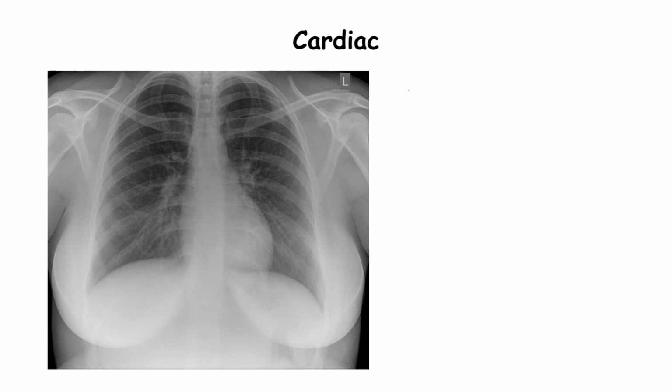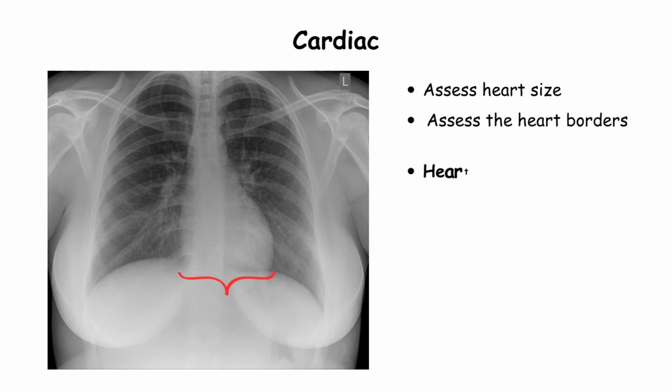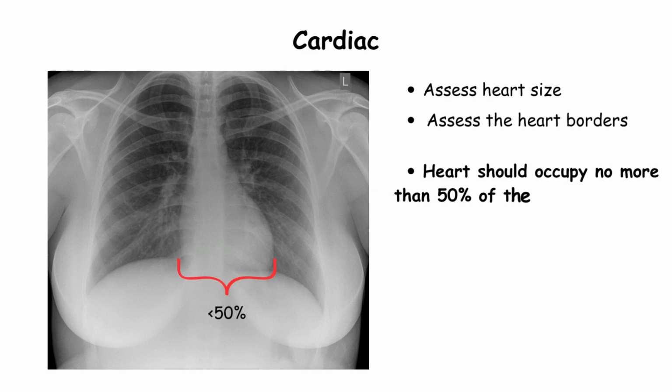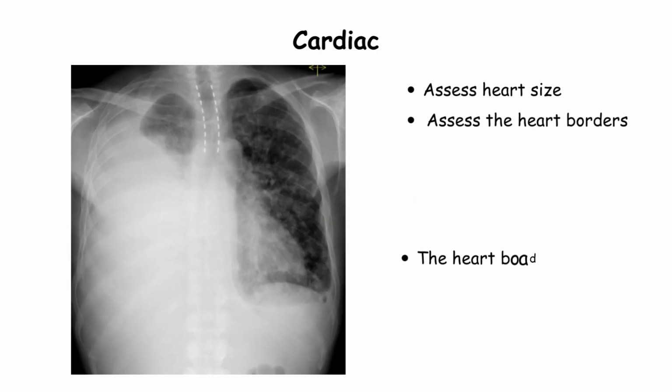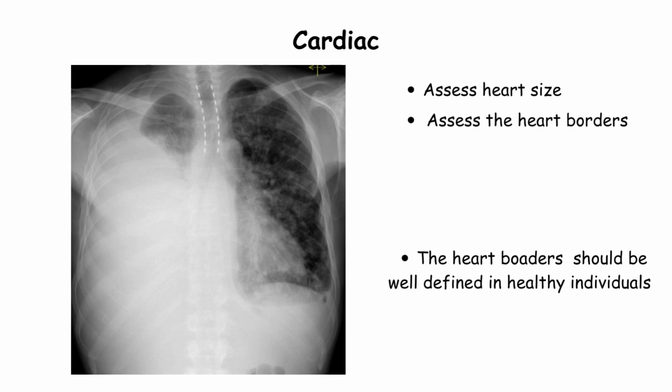When you assess the cardiac shadow, you need to assess both the heart size and the heart borders. In a healthy individual, the heart should not occupy more than 50% of the thoracic width, but this rule only applies to PA chest X-rays. AP chest X-rays exaggerate the heart size. In a healthy patient, the border of the heart should be well defined. In pathologies, it is very difficult to distinguish the lung field from the heart borders.